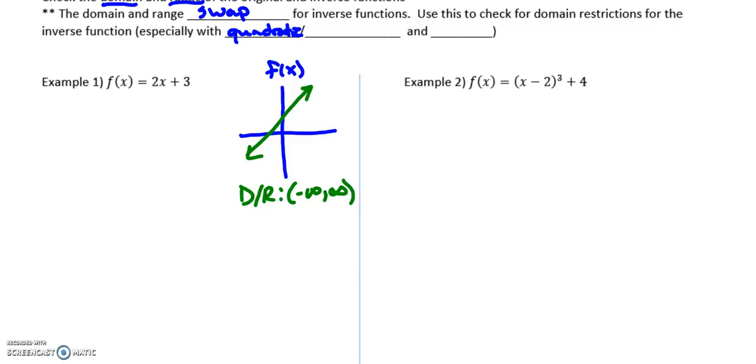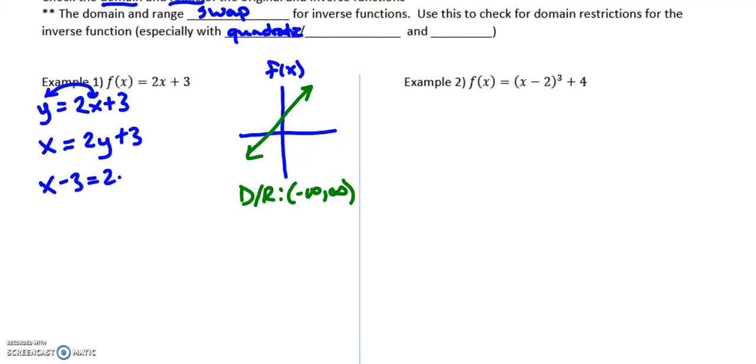So following my steps, I want to go ahead and rewrite him as y equals 2x plus 3. And then I swap the x and the y. I just change their locations. So it's x equals 2y plus 3. Next, I solve for y. So I'm going to subtract 3 over. x minus 3 equals 2y. Divide everybody by 2. I get (x minus 3) over 2 equals y. So that's my inverse function.